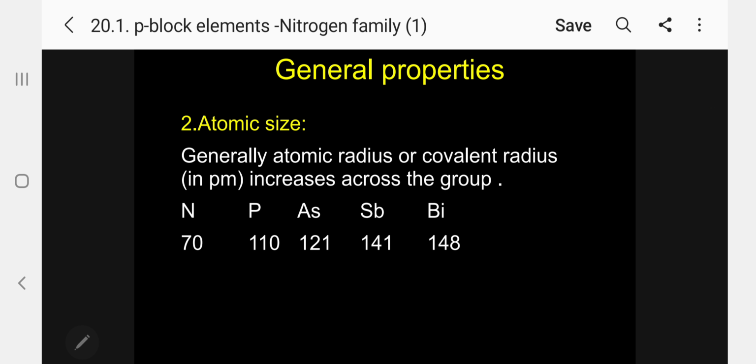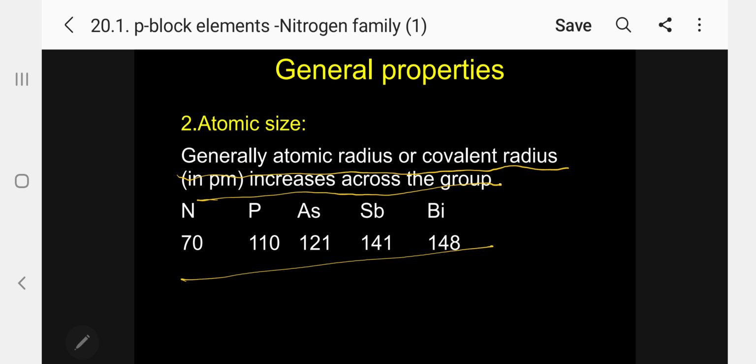Coming to atomic size. We have studied it already under periodic classification and periodic properties. Atomic size is the main property. Generally, it increases down the group and decreases across the period. So, we are studying the family: nitrogen, phosphorus, arsenic, antimony, bismuth. Kindly follow. Generally, atomic radius or covalent radius increases down the group. It is given in picometer values: nitrogen 70, phosphorus 110, arsenic 121, antimony 141, bismuth 148. So it obeys the general observation.